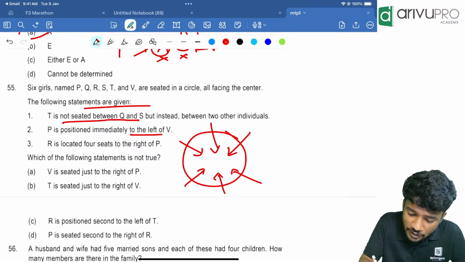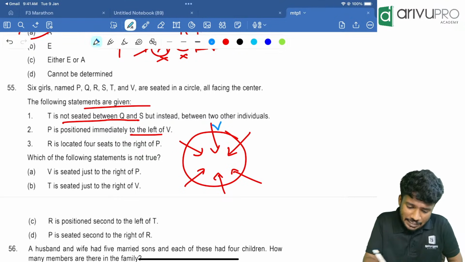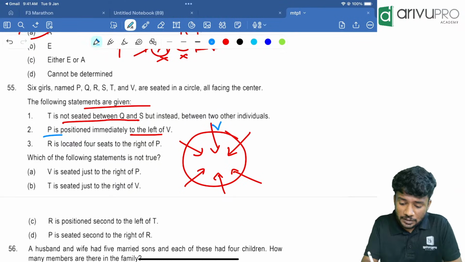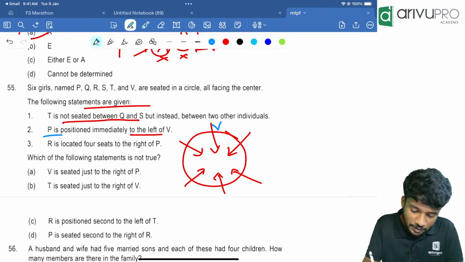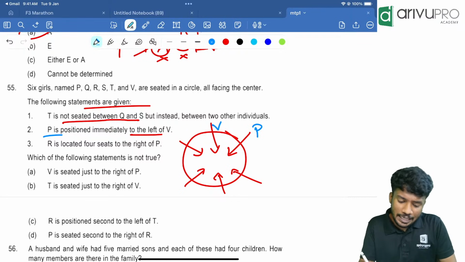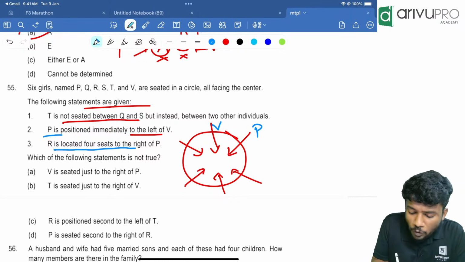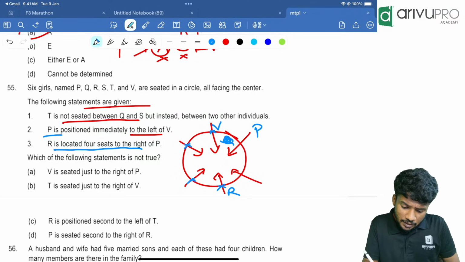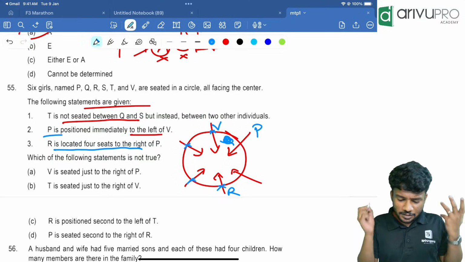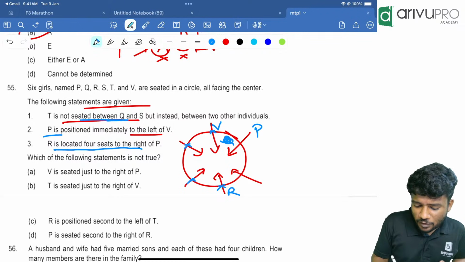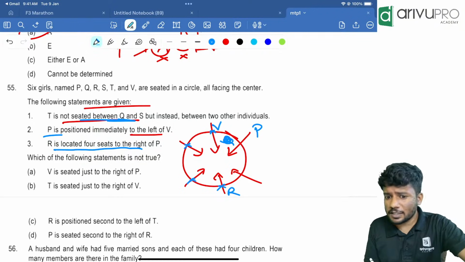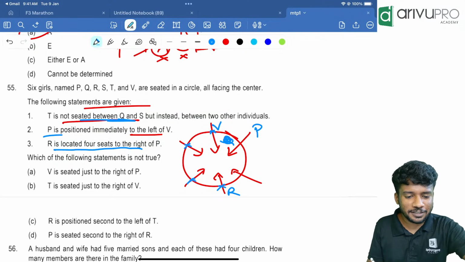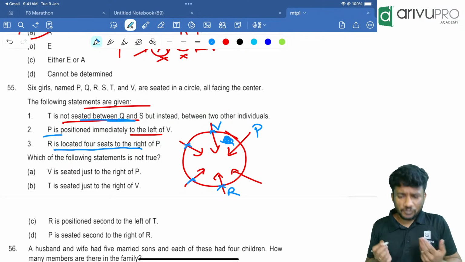So for example, if V is sitting here, then P is positioned immediate left, which means this is to the left, right? That means P is over here. Yes. Then R is located four seats to the right of P. Right of P means towards this side. That means first seat, second seat, third seat, fourth seat. R is over here. Now only that much data is given, nothing else. The only other thing given in the question is that T is not seated between Q and S. Right answer. Many people got it already. Good. Now, it is a kind of an assumption we should go about it.